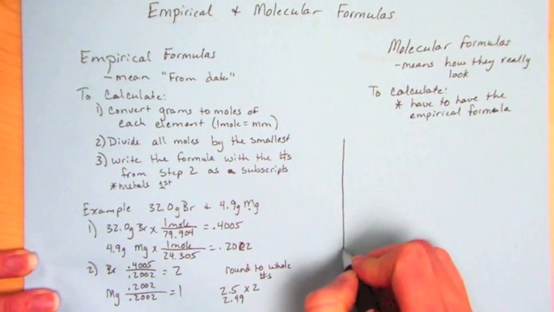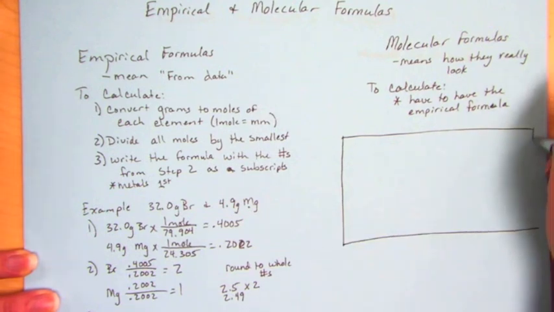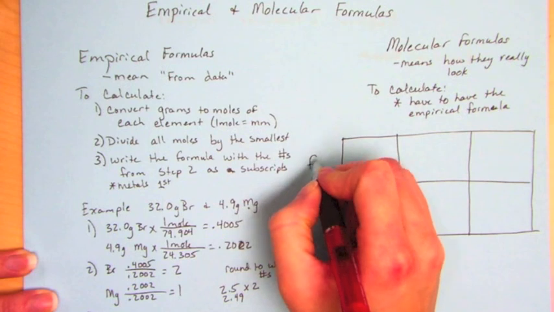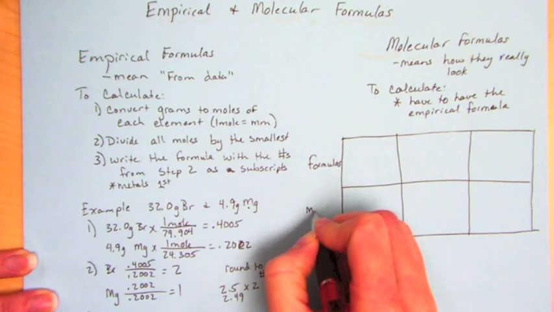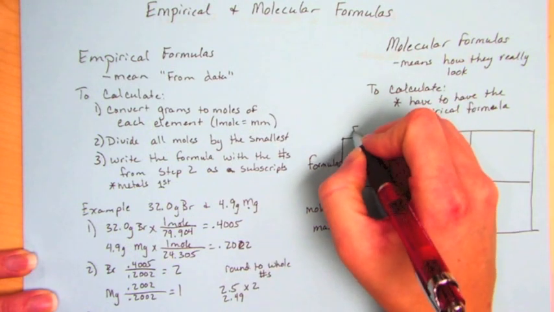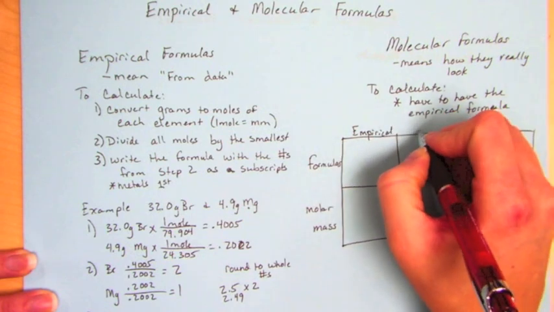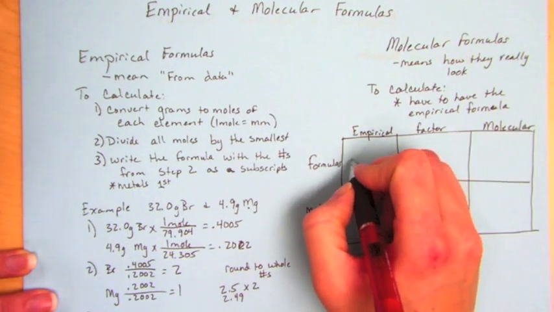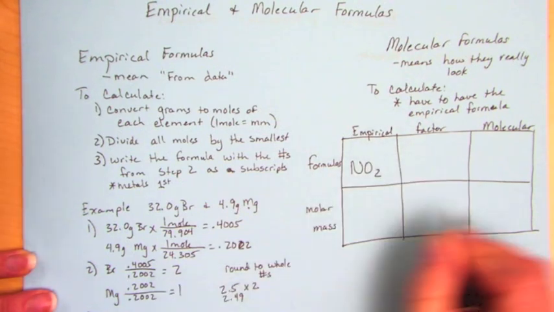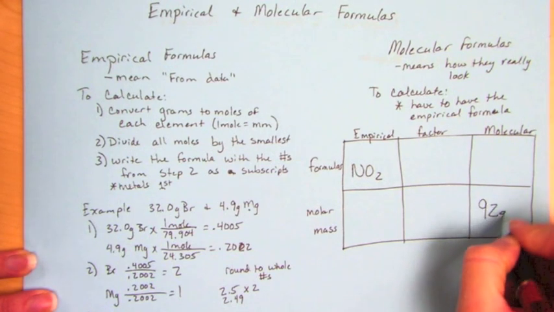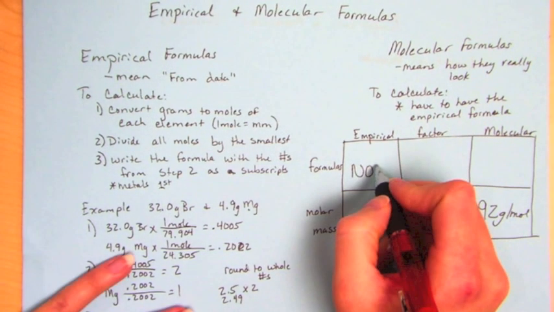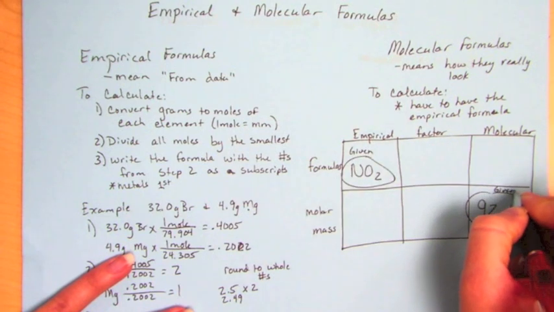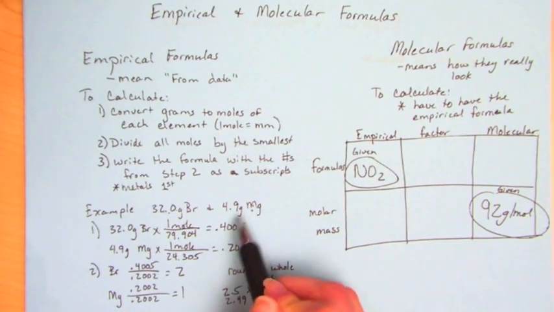And then you make a rather large box. But we're going to use this chart. This row is for formulas. This row is for molar masses. This is our empirical column. This is our factor column and our molecular column. So let's go with an example at first. You have NO2 as our empirical formula, but we say that the molecular formula is 92 grams per mole. This and this you have to have. So these have to be given to begin with. Now remember, I could give you data for you to do these calculations to get your answer, and then that would go into this box.